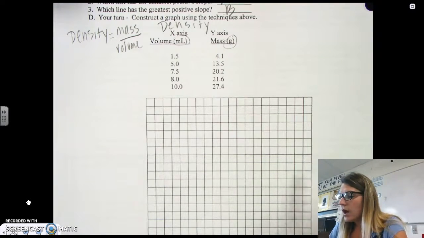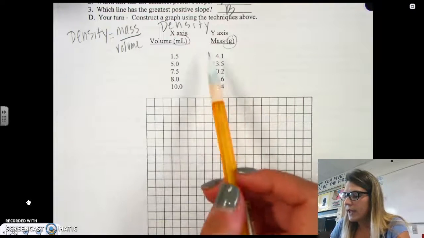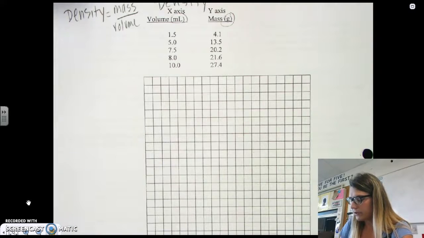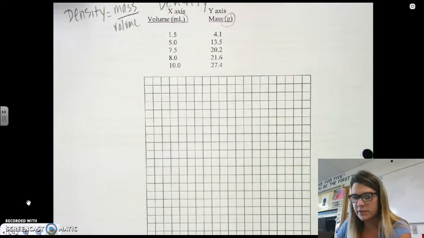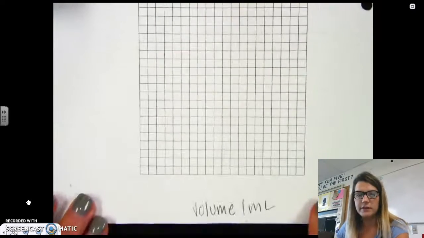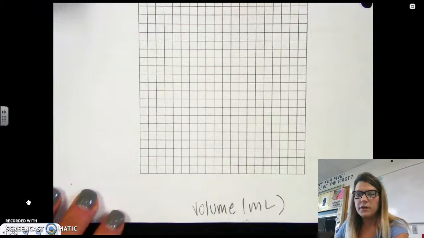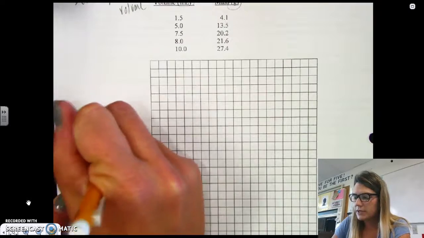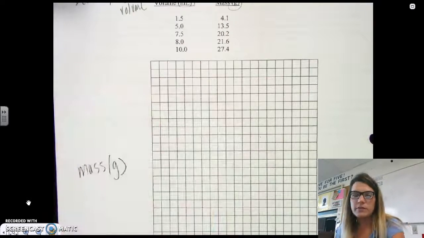Okay. So it's telling me that my x-axis is volume, so I'm going to put down here volume. I need to make sure I'm putting milliliters because that's my units. I'm sorry you can't see it. Okay, volume, milliliters is my units. And then my y-axis is mass. Mass is in grams, so I'll need to label that as well.